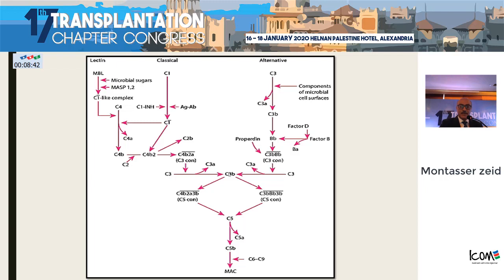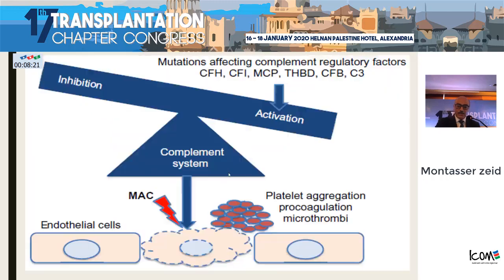And this complement 3 convertase will be auto-regulated and results in C3bBb3b, which is a complement factor 5 convertase, which acts on complement factor 5, resulting in complement factor 5b, and its interaction with complement factors 6 to 9 results in the membrane attack complex, which acts on endothelial cells, resulting in lysis of the cell and platelet aggregation and the formation of microthrombi.